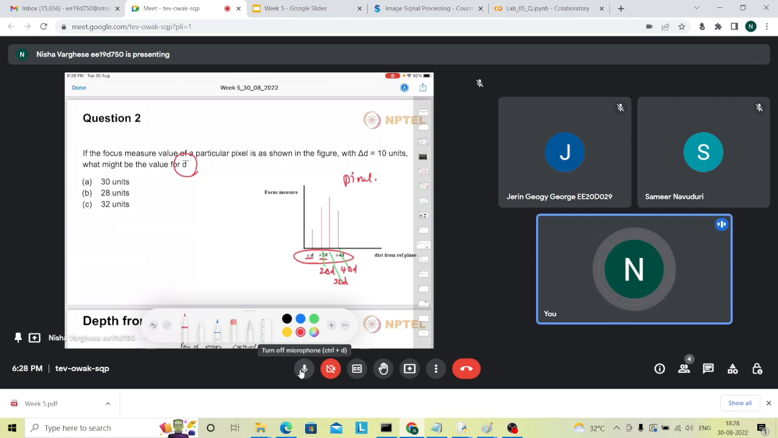The focus measures are given, but d bar is not given. We have to find d bar, so we have to use the Gaussian interpolation concept here. Here we can see the maximum focus measure occurs at 3 delta d. Delta d is 10, so 3 into 10 is 30. So it will be near to 30. If these three values are symmetric, then we can say that its depth is 30 itself. But they are not symmetric. Here it is a higher value, here it is a lower value. Then something should be between these three points so that the curve becomes symmetric. So that portion will come here only.